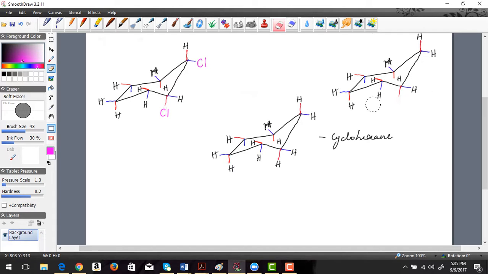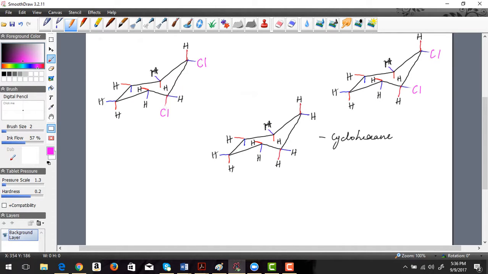Actually, no. I'm going to delete this and replace this with a Cl. What do you see is different? Well, this is plain cyclohexane. This is substituted with chlorines on two separate carbons in both of these cases, right?